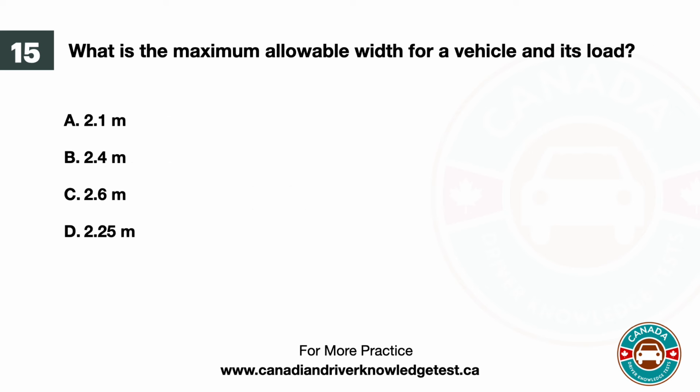Question 15. What is the maximum allowable width for a vehicle and its load? A. 2.1 m. B. 2.4 m. C. 2.6 m. D. 2.25 m. The answer is C. 2.6 m.